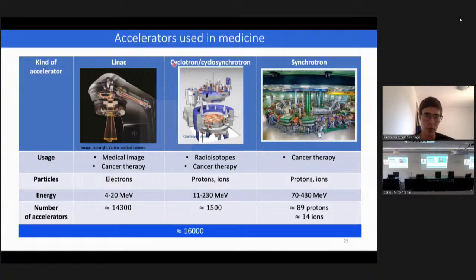Then they also use the cyclotron, basically for radioisotope production and cancer therapy with protons and ions. The energy varies between 11 and 230 MeV, and there are around 1,500 cyclotrons in hospitals. And then the synchrotron, basically for cancer therapy, also with protons and ions, for higher energies than the cyclotron, between 70 and 430 MeV, but there are just a few of them, 89 for protons and 14 for ions. So you can see that from the total of 16,000 accelerators, most of them are LINAC accelerators.